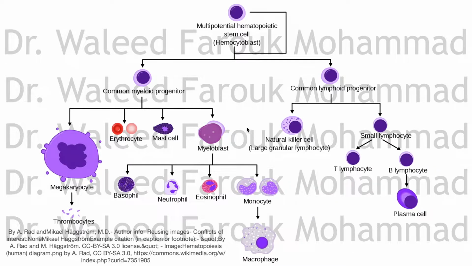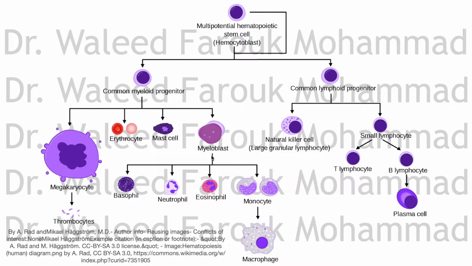This is a picture showing you the process of hematopoiesis from stem cells. It gives rise to myeloid precursor cells and lymphoid precursor cells. The myeloid precursor cells give rise to the myeloblasts and mast cells, erythrocytes, and megakaryocytes. The megakaryocytes are responsible for the production of platelets or thrombocytes.